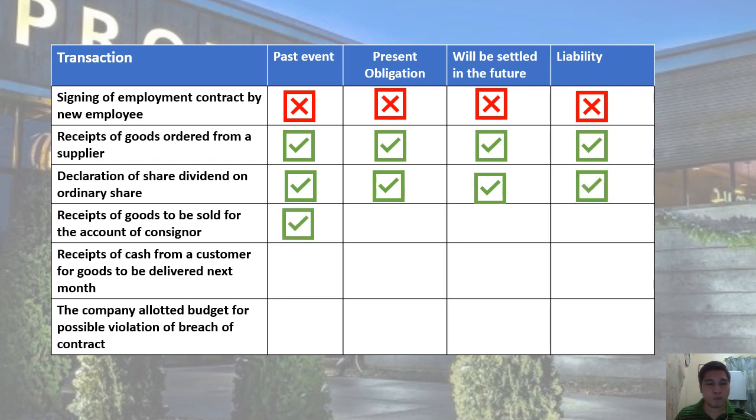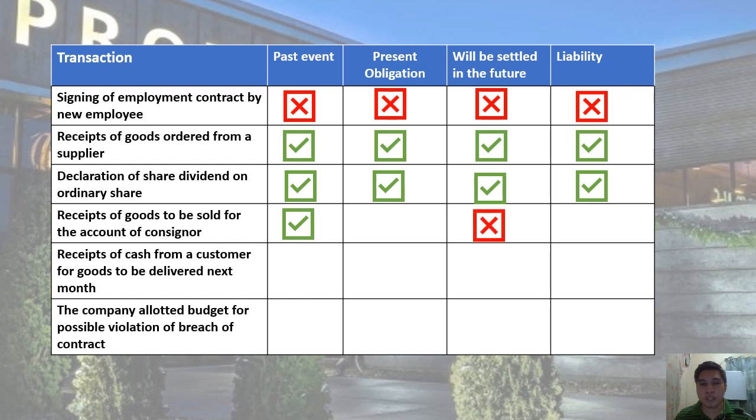Next, receipt of goods to be sold for the account of the consignor. Since in this event, we are the consignee, as we all know, under PAS 2 or accounting for inventory, as a consignee, we are not obliged to record an inventory account since the risk and reward are still with the consignor. As to past event, yes, we have a past event since we have received goods from our consignor.